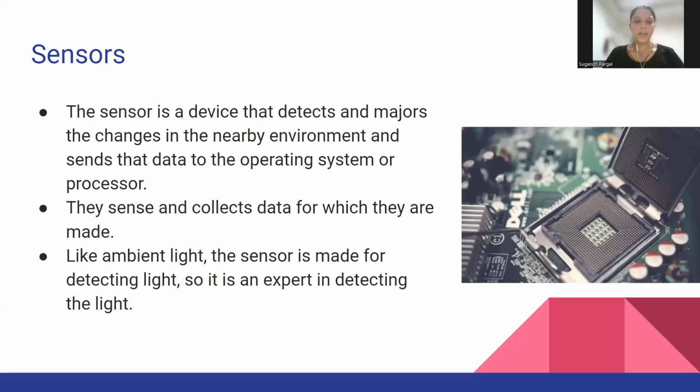What exactly are sensors? A sensor is a device that detects major changes in the nearby environment, and then sends that data to the operating system or processor. The sensors are in chip form. They sense and collect the data they are made for. Each sensor has a particular task of collecting data. For example, the ambient light sensor is made to detect light. So it is an expert in detecting the light waves coming around it.